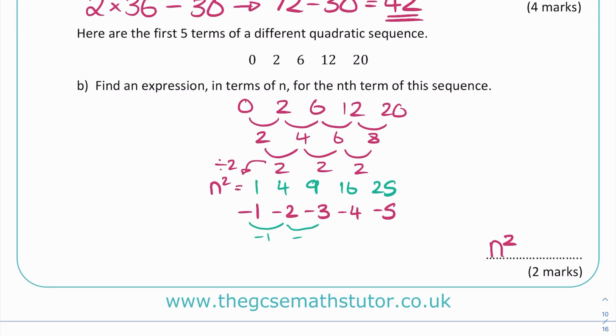-2 to -3 is also taking away 1. So that would be minus 1n. Of course you wouldn't have to write that as minus 1n, you could just put minus n. So we know that that part is minus 1n.